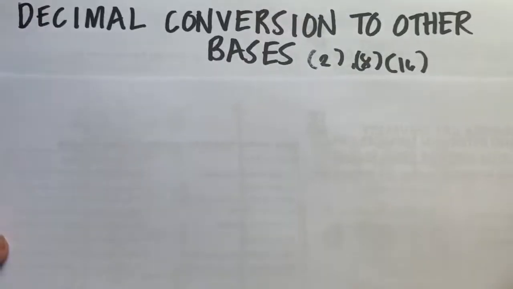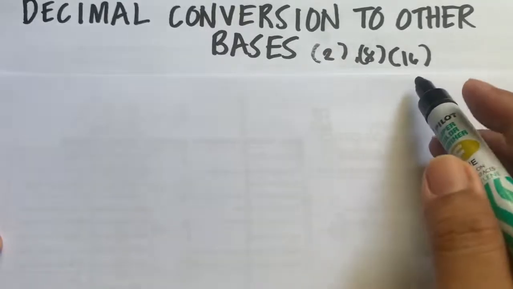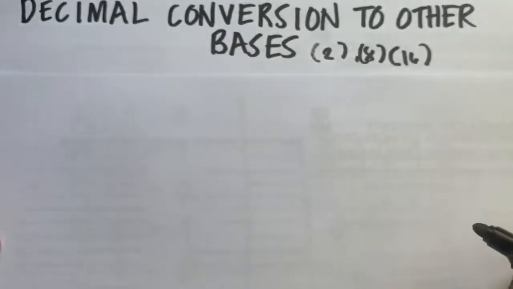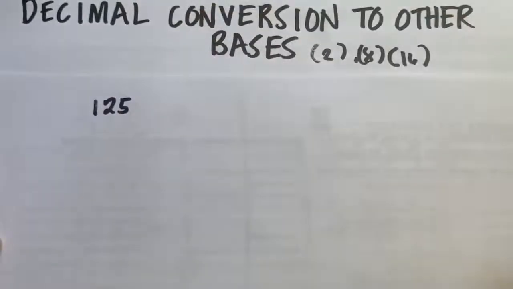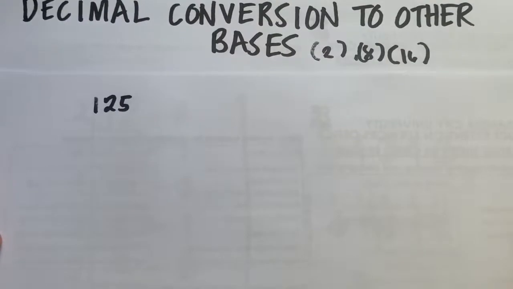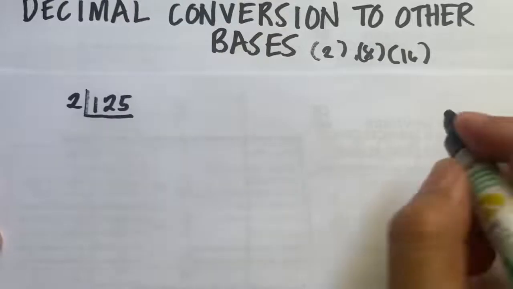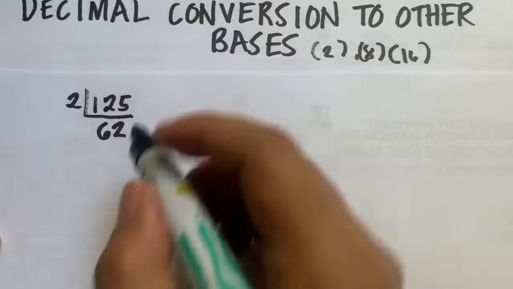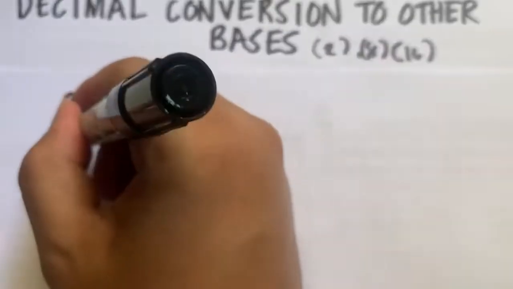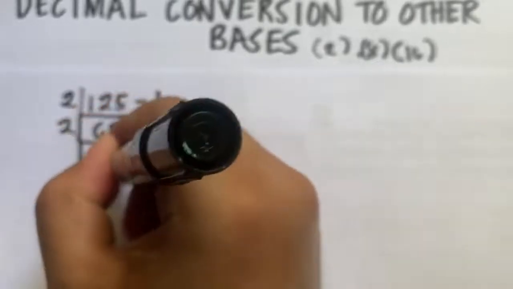Let's have another example of converting a decimal number to base 2, base 8, and base 16. Say for example, you are given the decimal number 125. How do we convert this to other bases? Again, we divide this by 2. Dividing 125 by 2, we have 62. Then we multiply 2 by 62, we have 124. So we have a remainder of 1. We continue dividing by 2. We have 31. So this is 0.